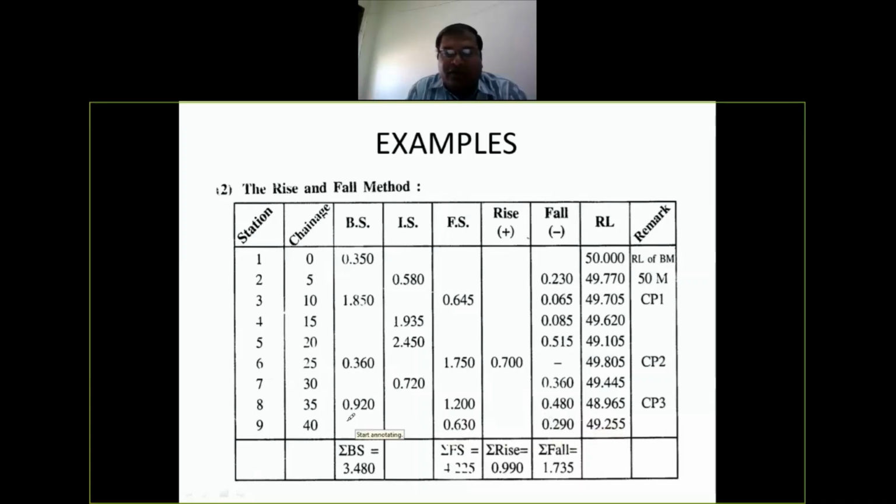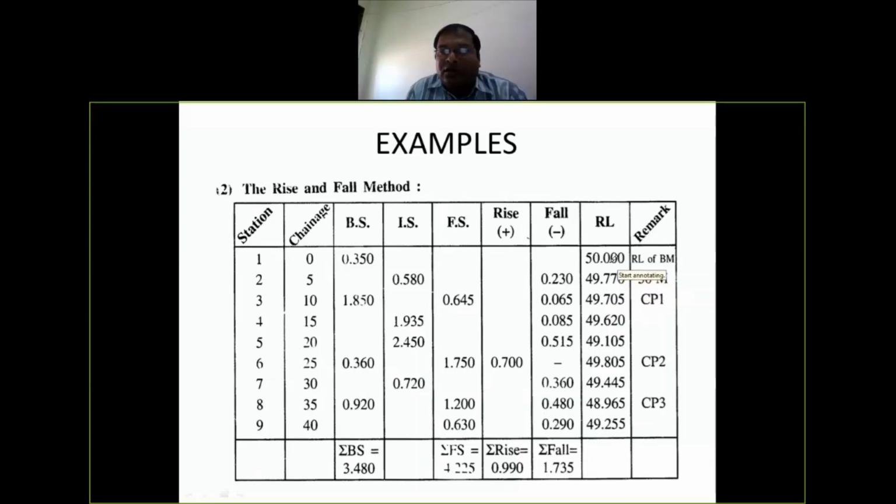0.290 will come here, because you can see 0.920 minus 0.630, you will get a positive value, so that will be entered here. After that, simply take the summation of BS, summation of FS, summation of rise, summation of fall, and then the last step is to calculate the RL. So how will you calculate?